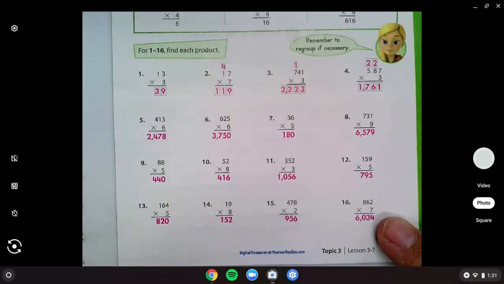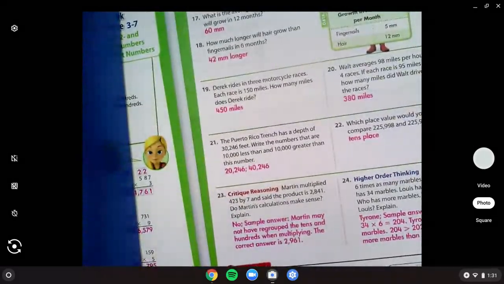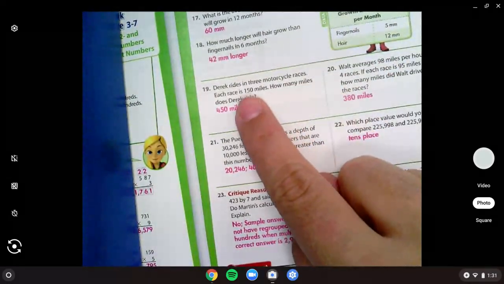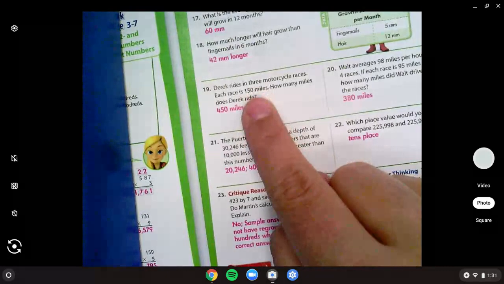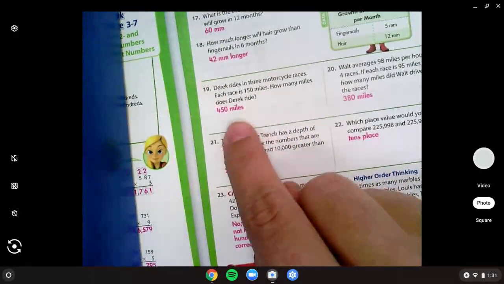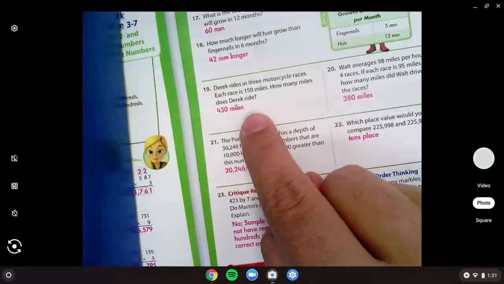6,034. And on the other side, all right, on this page, you needed to do number 19, which you should have gotten from the 150 miles 3 times. Should have gotten 450 miles. Do you have a label on your answer? Make sure you have that word, that unit, that label.